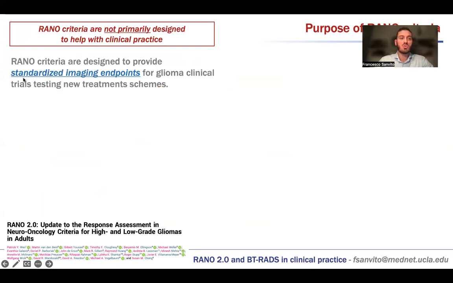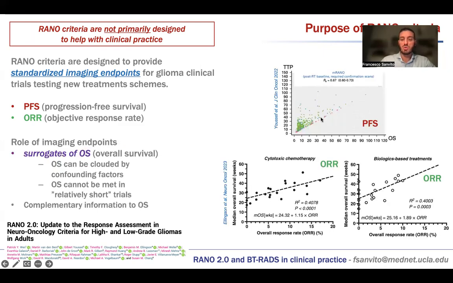They're designed to provide standardized, reliable imaging endpoints for glioma clinical trials that are testing new medications. And these endpoints are progression-free survival and objective response rate that have been shown to correlate with overall survival. So that's why they are justified as surrogate endpoints for overall survival, specifically for trials that do not last long enough to meet the actual overall survival endpoint.